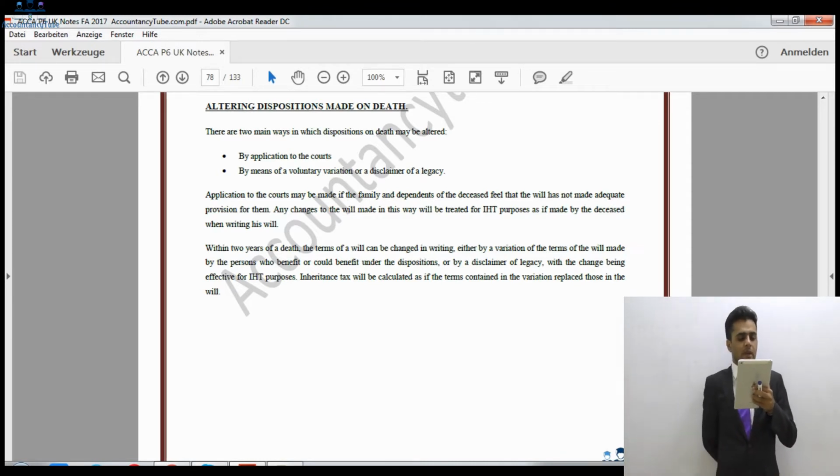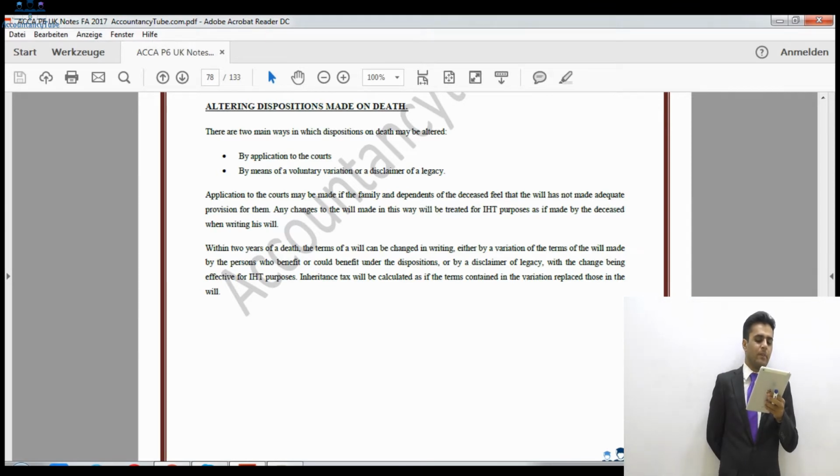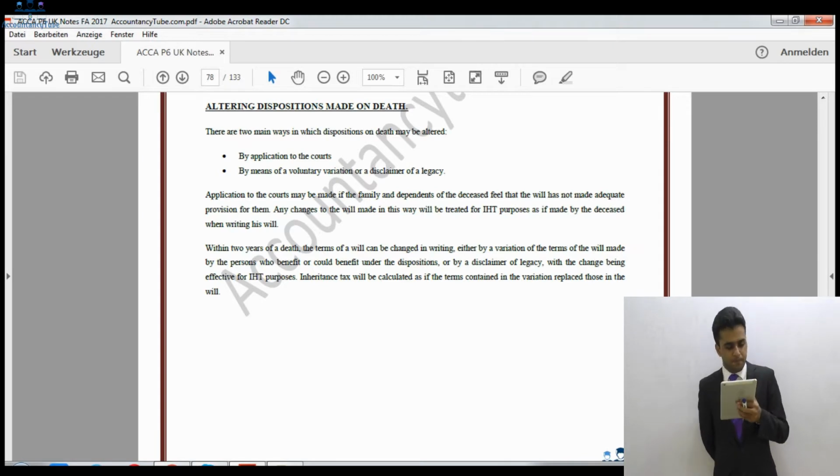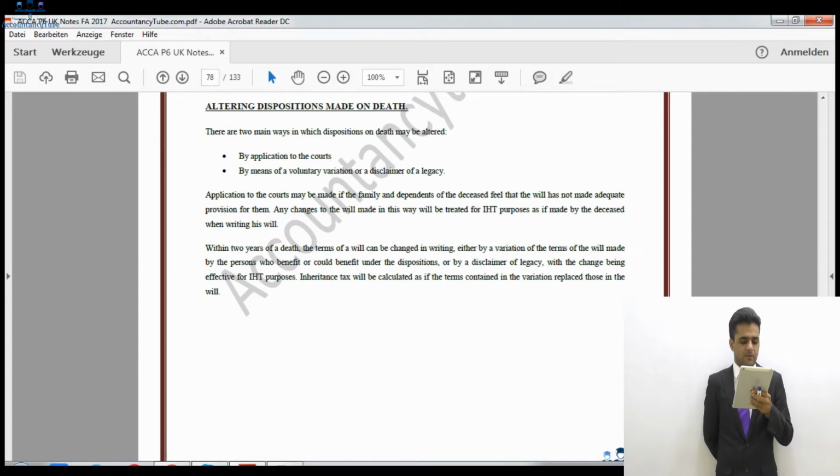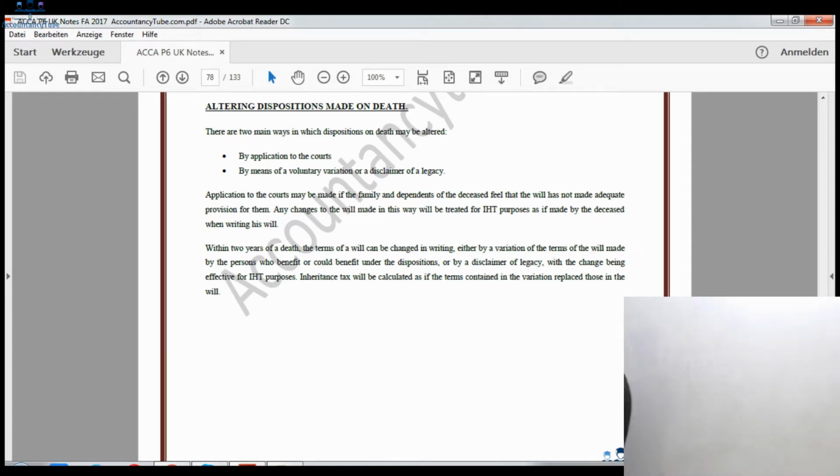Now there are two main ways in which the disposition on death may be altered: by application to the court and by means of voluntary variation or the disclaimer of legacy. Right? So that's it. On the next page, if you see, page number 77. Let me move to page number 77 first.